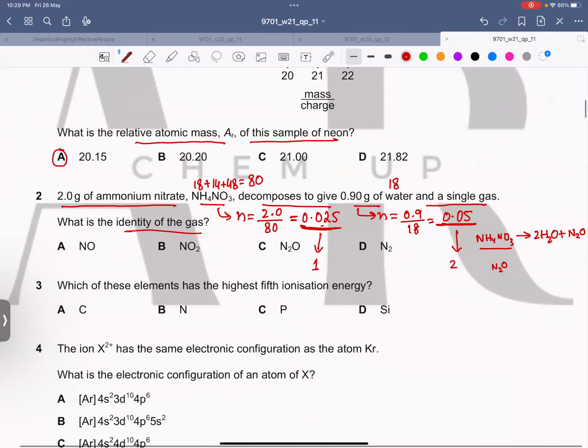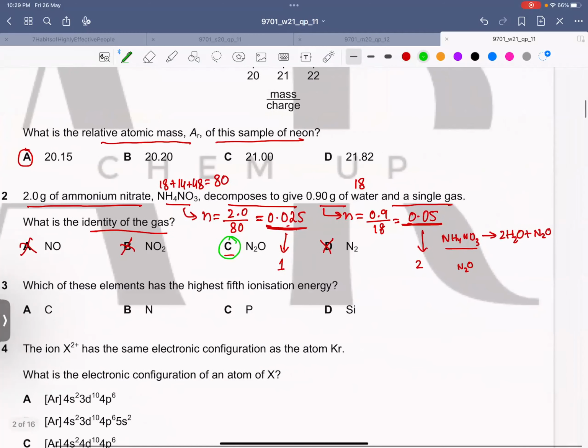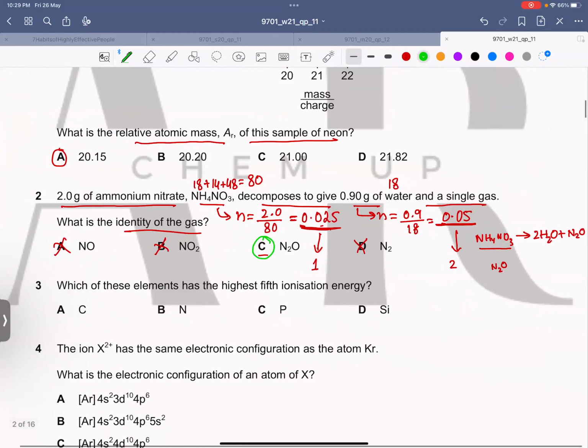According to that, A, B, and D go wrong, and C will be your correct answer. Yes, is this understandable to everyone? If anyone has any doubt, please ask. Yes, is this question clear? Okay.